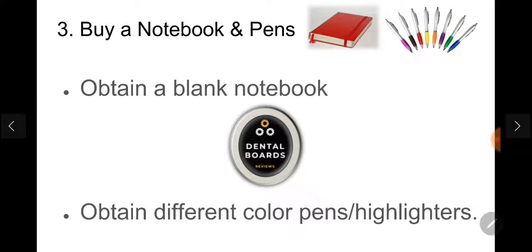So make sure that you get a notebook, and make it colorful, which I did with different colors here. You can buy different color pens to make it easier for you to study for this exam, so you don't feel depressed looking at a black and white paper. Make it colorful and interesting for yourself. You can use highlighters too.